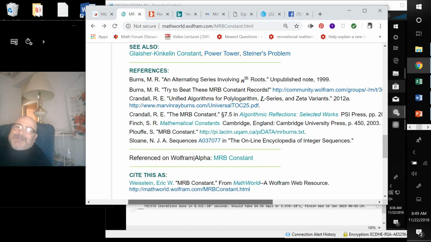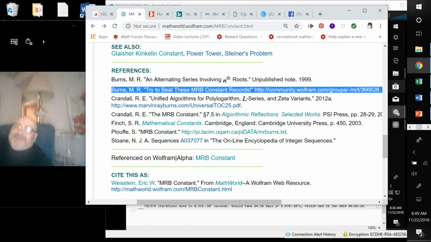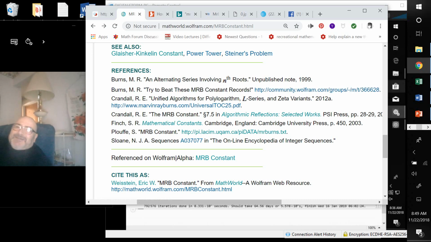The author here was kind enough to include my bragging about how many digits I computed of the MRB constant, and gave a reference to me, Burns, M. R., "Try to beat these MRB constant records," on Wolfram Community, the Wolfram Community post. Let's see how many visitors I've had so far.